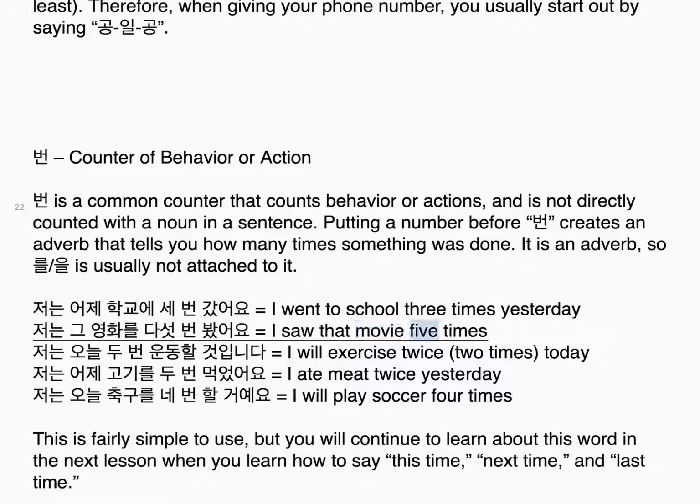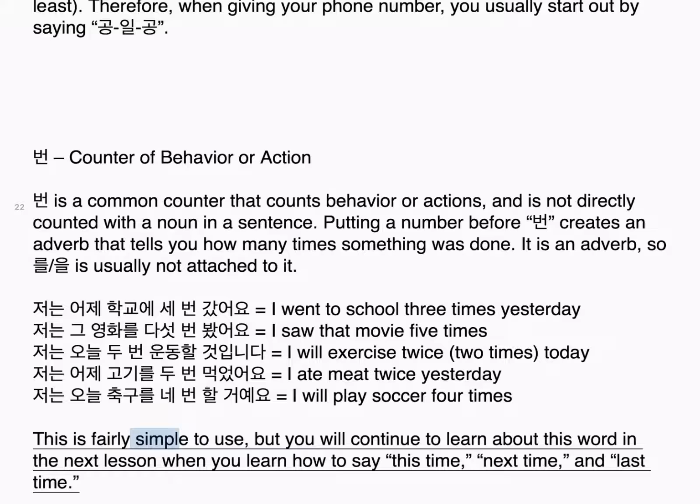I saw that movie 5 times. 저는 오늘 2번 운동할 것입니다. I will exercise twice, 2 times, today. 저는 어제 고기를 2번 먹었어요. I ate meat twice yesterday. 저는 오늘 축구를 4번 할 거예요. I will play soccer 4 times.